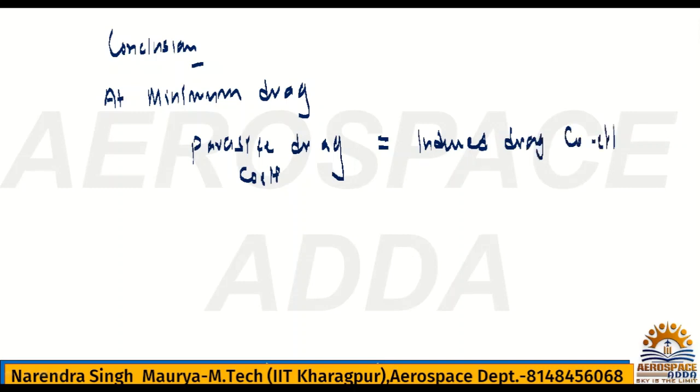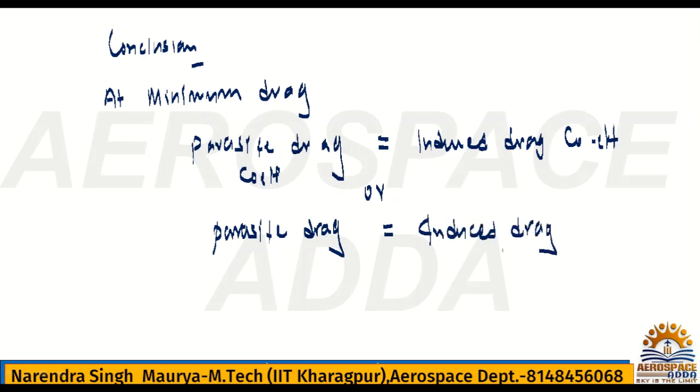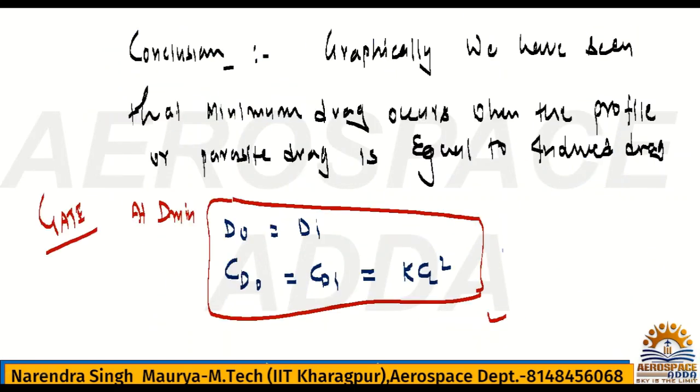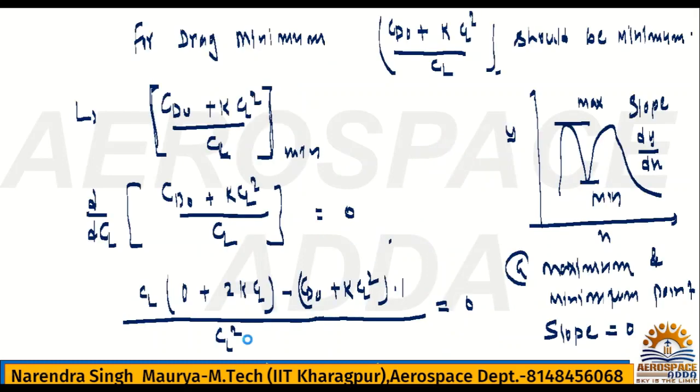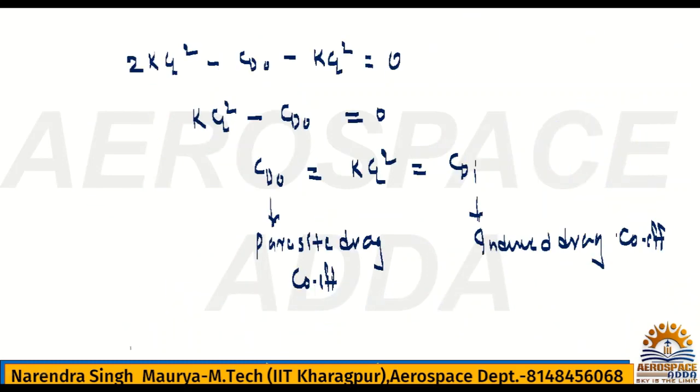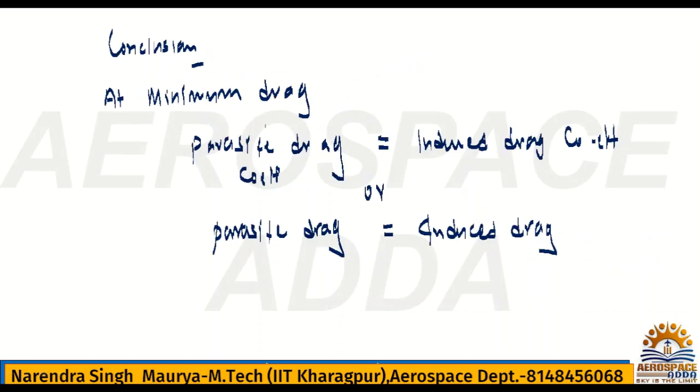induced drag coefficient, or you can say parasite drag is equal to induced drag. Yes or no? This is the same thing you have achieved here in the graphical way also. See, this was the graphical. D naught is equal to DI, or CD naught is equal to CDI, or is equal to KCL square. The same thing you have achieved. This is what analytical.